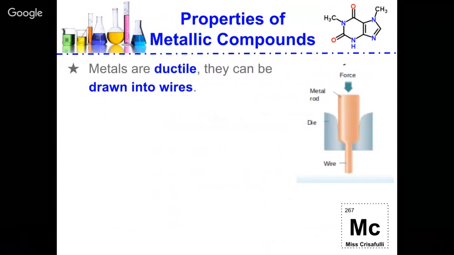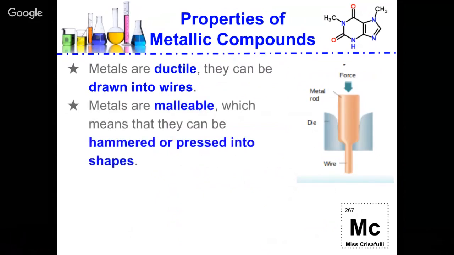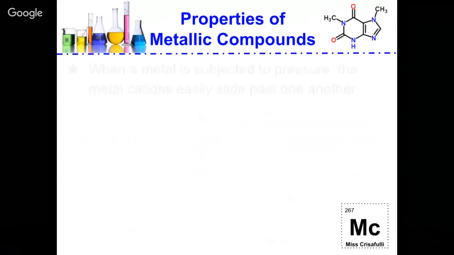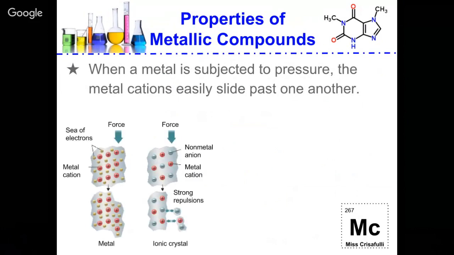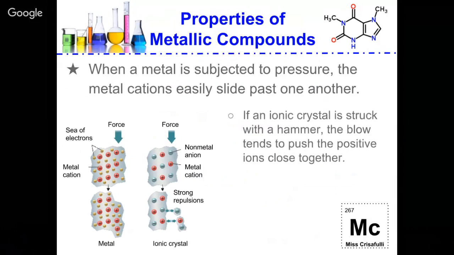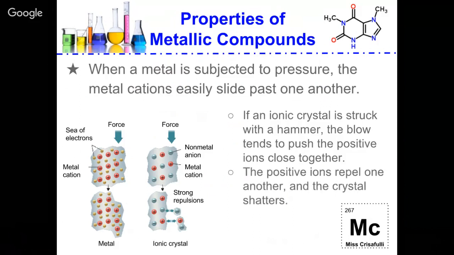Metals are ductile, which means they can be drawn into wires, and they are also malleable, which means that they can be hammered or pressed into shapes. When a metal is subjected to pressure, the metal cations easily slide past one another. If an ionic crystal is struck with a hammer, the blow tends to push the positive ions close together, and the positive ions are going to repel one another and the crystal shatters. With the metal, it's very easy for them to slide because they have those electrons that are constantly moving throughout. It's not like that in an ionic crystal, as you can see in the second picture.